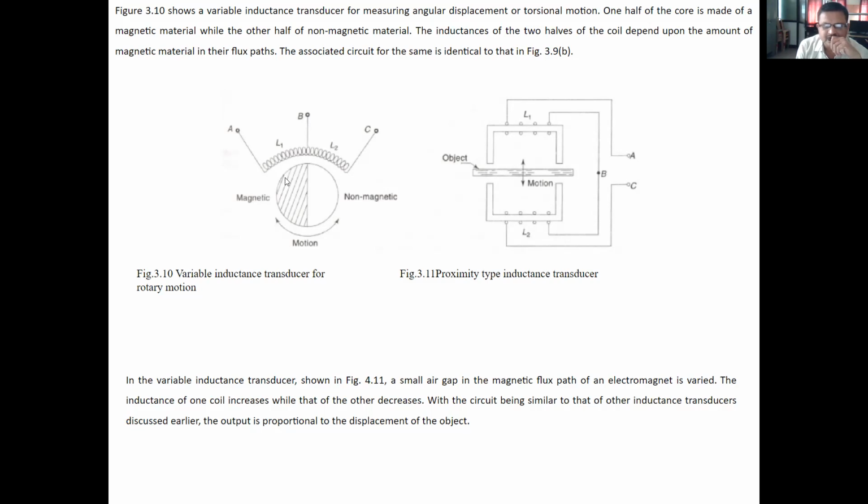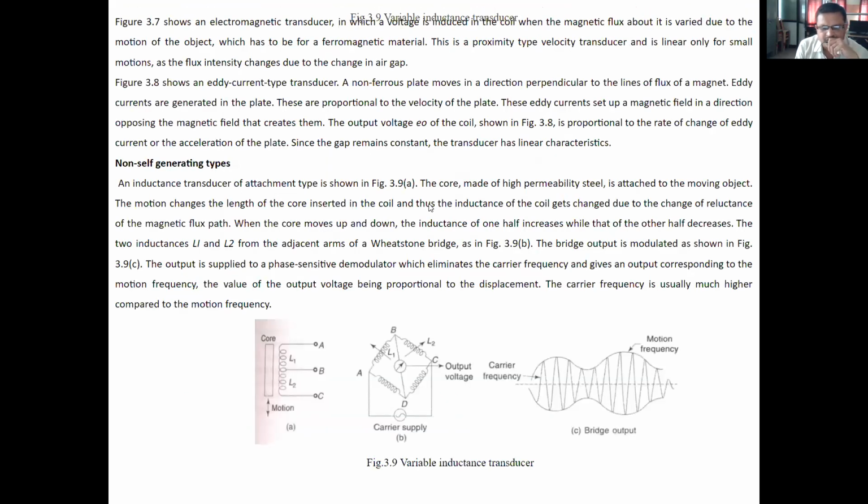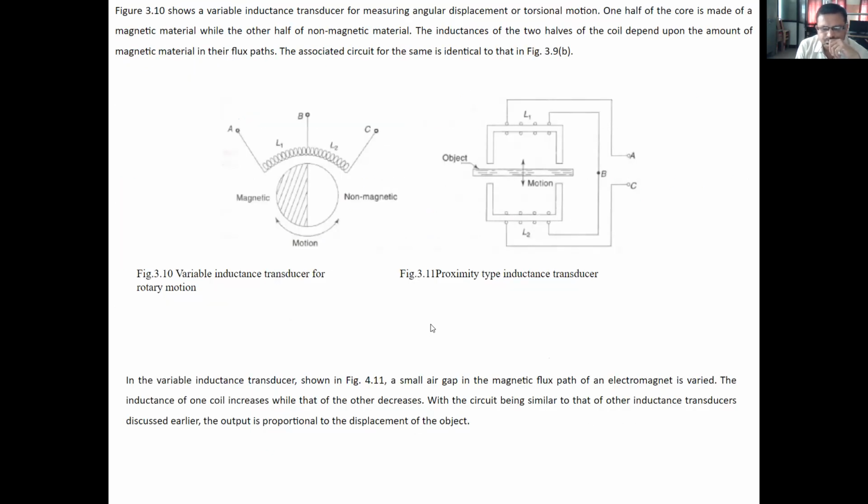Therefore, the inductance induced in these two coils depends upon this portion of magnetic material in their path. The associated circuit of the same is shown in figure 3.9b. See that this is the same associated circuit, both for linear and rotary motion. Now this is the proximity type inductance transducer.